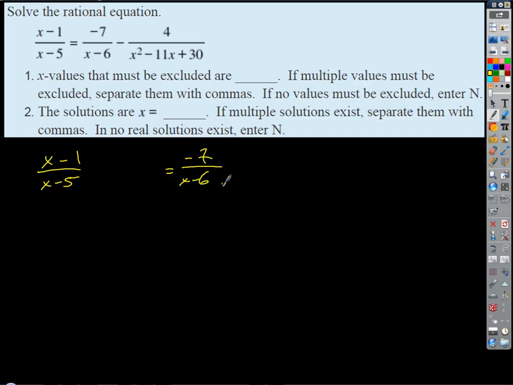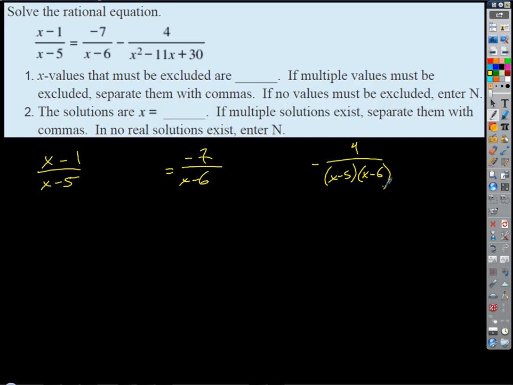What about this last one? I'm going to spread them out so I can multiply everything, I can distribute the LCD through. That's the reason I'm spreading them out so much. Minus 4 over, what's that factor into? Factors into x minus 5, x minus 6.